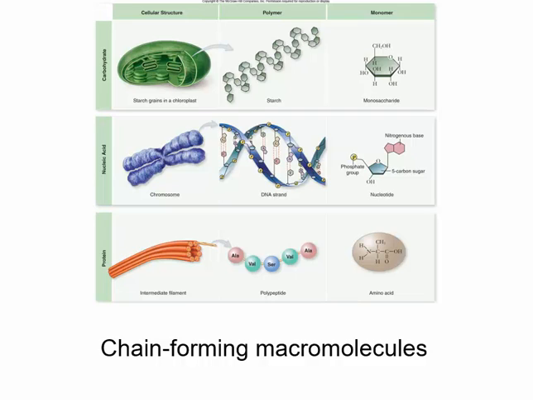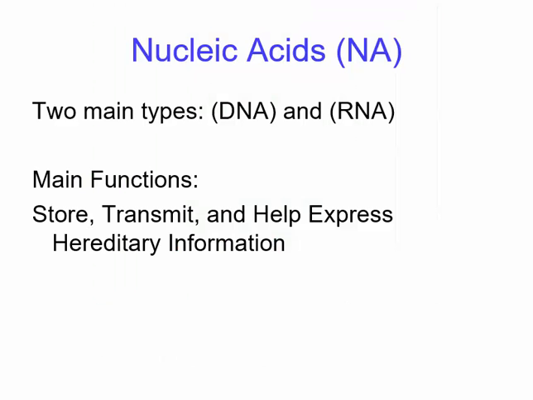Our next group of chain-forming macromolecules is the nucleic acids. When you think of nucleic acid, hopefully you're jumping right in your mind to DNA. RNA is also a nucleic acid. There are smaller molecules that are nucleic acids too, which we'll touch on briefly. But the main functions of these compounds are to store, transmit, and express, or help express, hereditary information. So these are the storage molecules for what makes an organism as it is and how that information is passed from one generation to another.